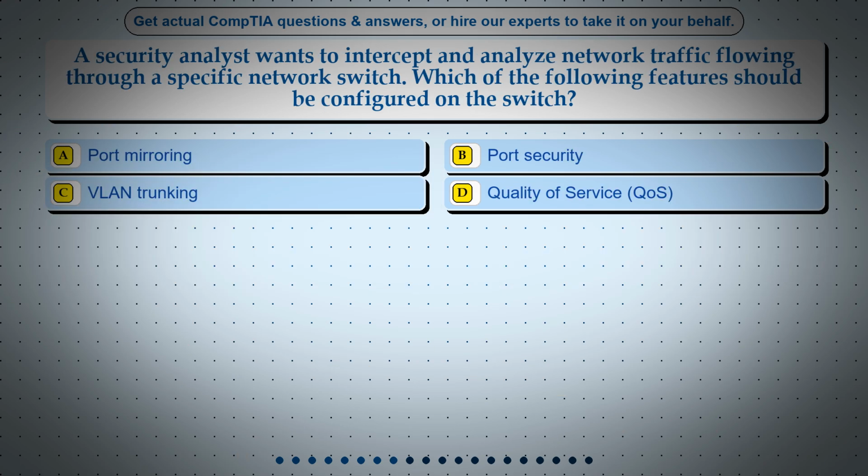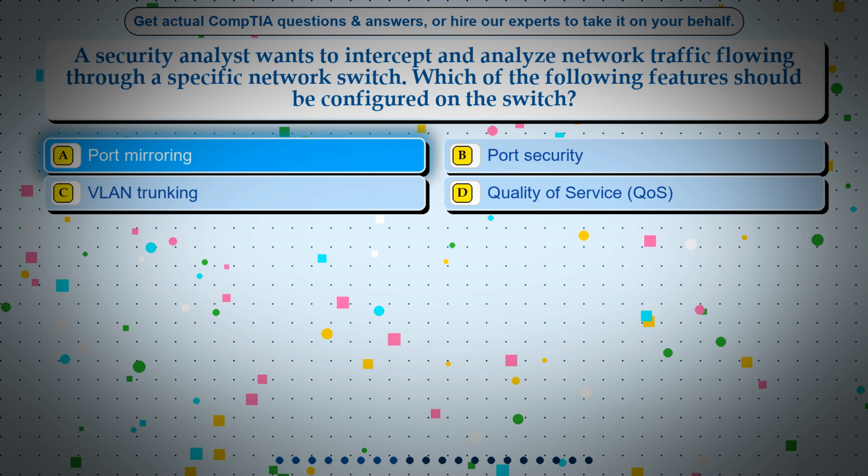Question 8. A security analyst wants to intercept and analyze network traffic flowing through a specific network switch. Which of the following features should be configured on the switch? Option A port mirroring. Option B port security. Option C VLAN trunking. Option D quality of service, QoS. The correct answer is option A.